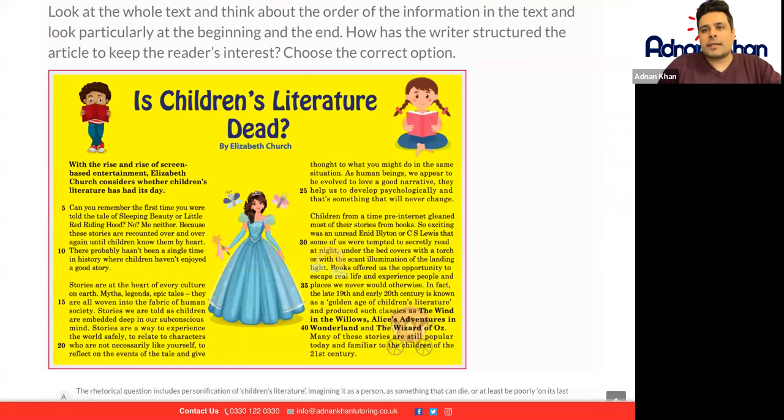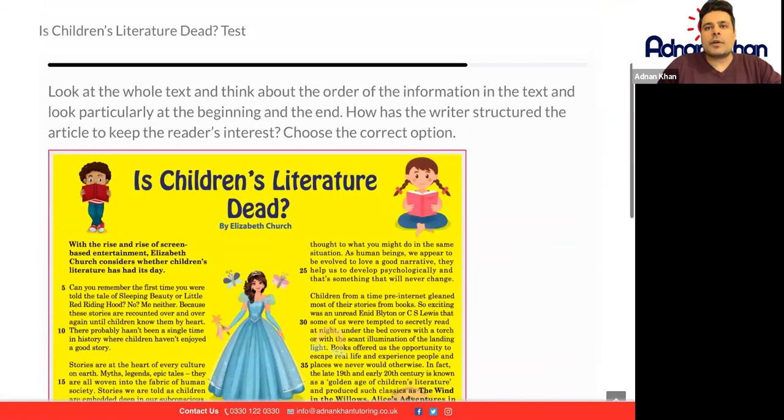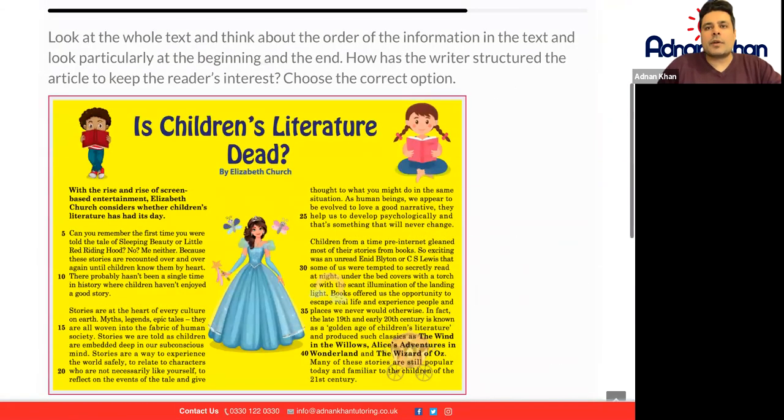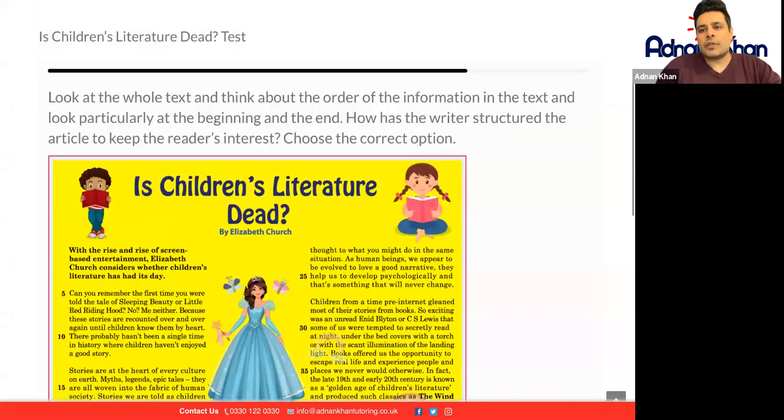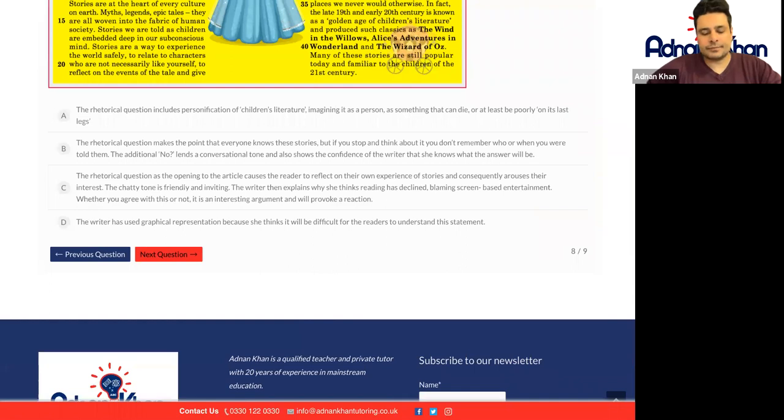And this is a new question here. We've got two questions left. Look at the whole text and think about the order of the information in the text and look particularly at the beginning and the end. How has the writer structured the article to keep the reader's interest at the beginning of the story and at the end? What do you think? Which one of these will apply in this case?